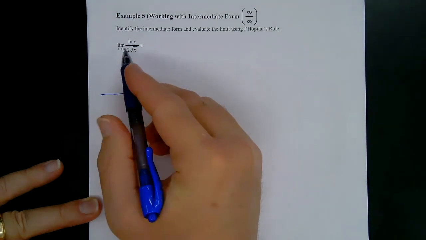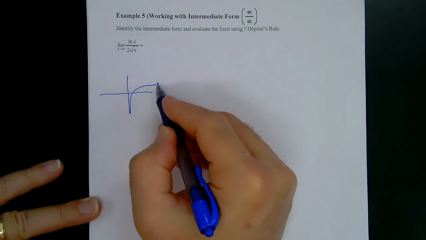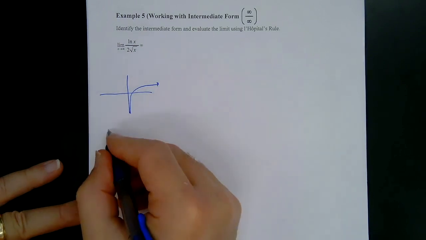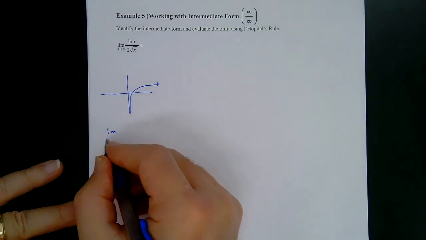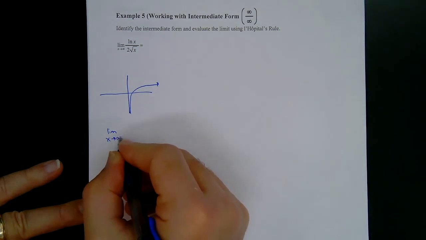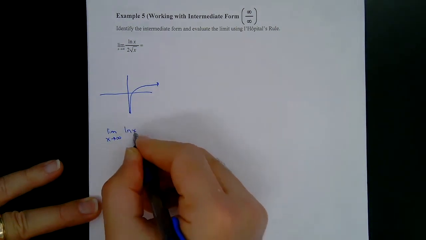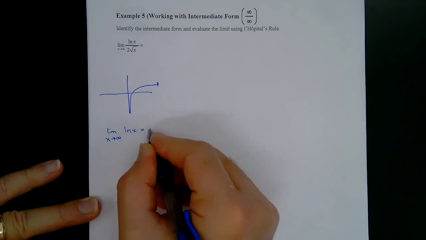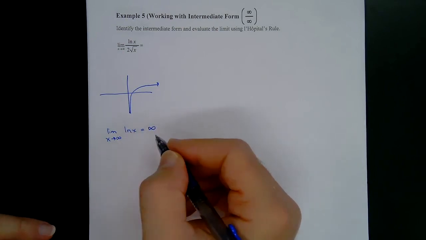And so as x goes to infinity, this just keeps getting bigger and bigger and bigger. So what we know is that the limit as x approaches infinity of ln of x, as x gets really, really big, ln of x keeps getting bigger and bigger and bigger. So it also goes to infinity.